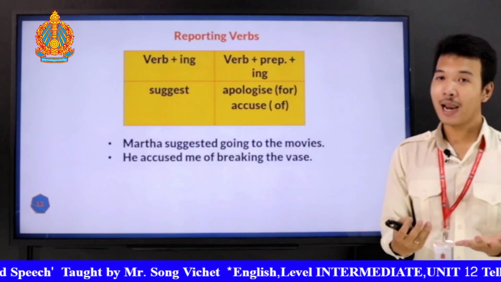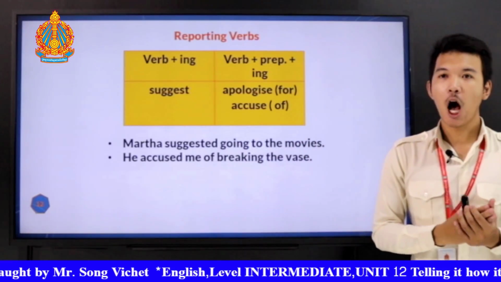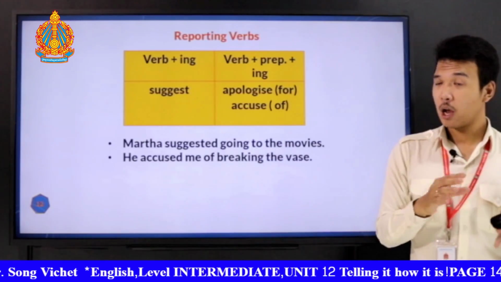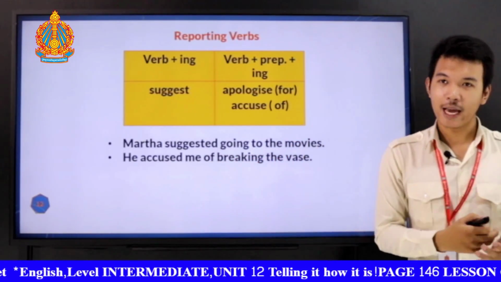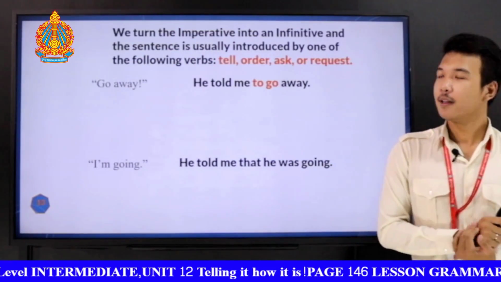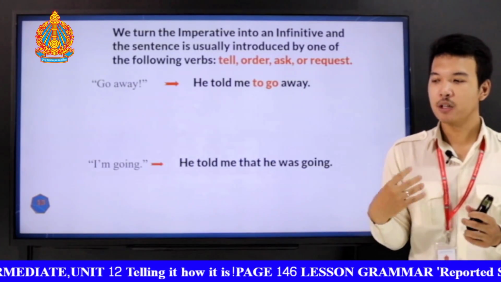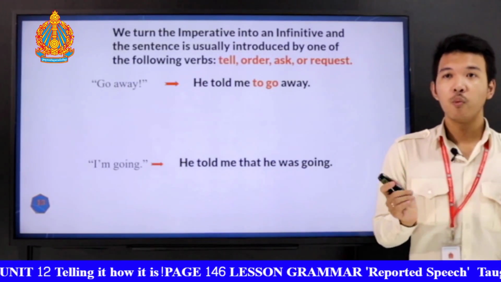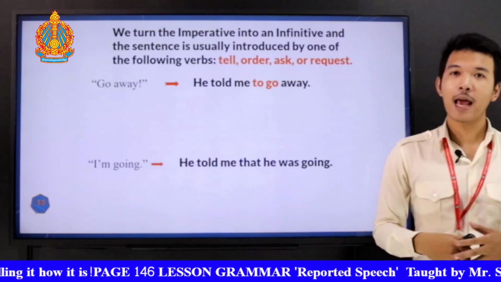And the last one, verb plus preposition plus ing. As you can see, example, "He accused me of breaking the vase." So accuse, the indirect object me, plus the preposition of. After a preposition, we use verb ing. That is why we use breaking the vase. The next one, when we talk about imperatives and want to change them into reported speech, we need to put them into an infinitive. So now let's look at how we use it.